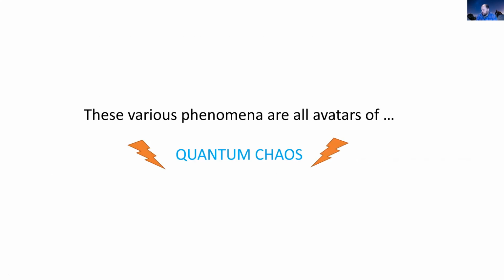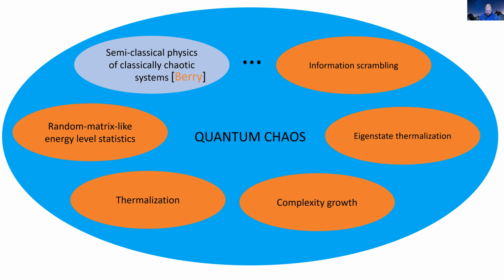Now, what's the big picture here? I claim that these are all different avatars of what I'd like to call quantum chaos. And as stated here, it's a somewhat vague term that encompasses lots of different phenomena or manifestations. And one of the major goals in the field is to move towards a more unified picture of what quantum chaos is and how its different pieces are related to each other. So here's a kind of visualization of that.